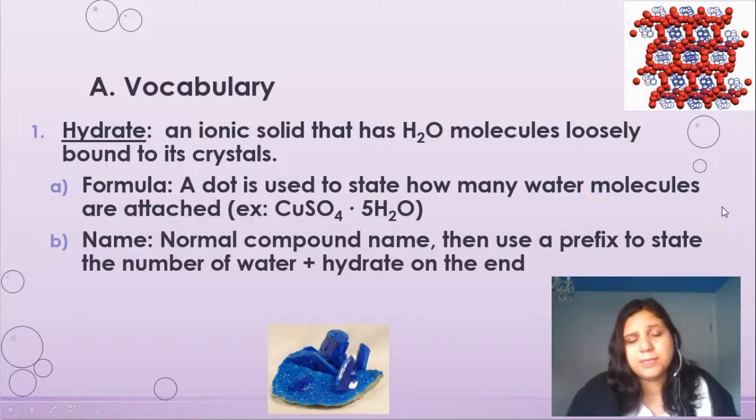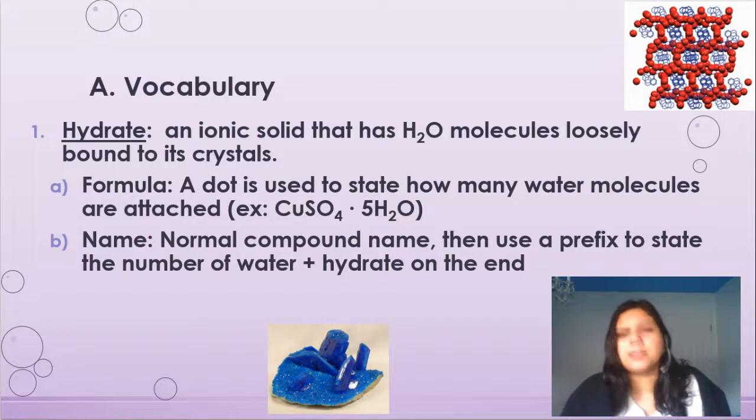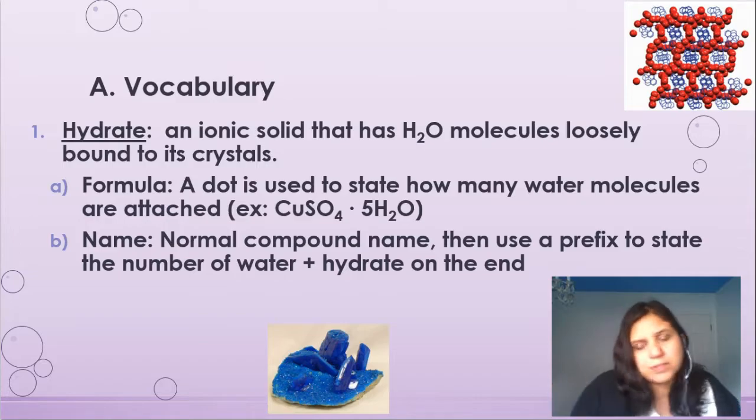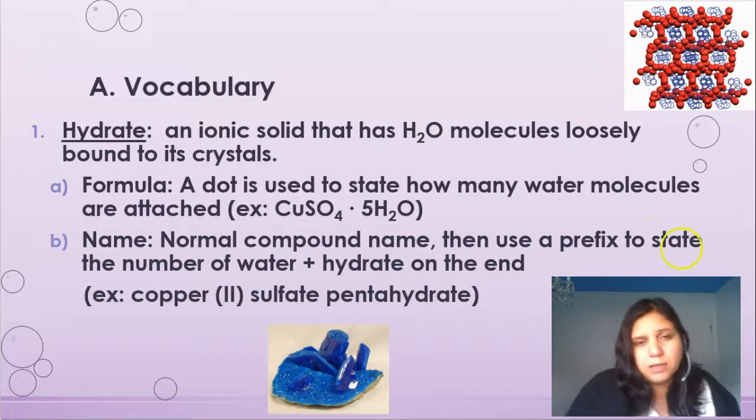Okay. When we name it, we just take the normal compound's name, and then we add a prefix to tell how many water molecules and the word hydrate at the end. So for this one, that would be copper(II) sulfate. Remember, Roman numerals are there because copper is one of those metals that has more than one charge. Penta, because there are 5 waters, and then hydrate to signify water.